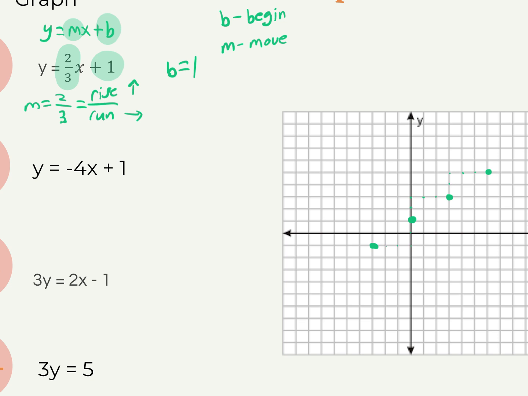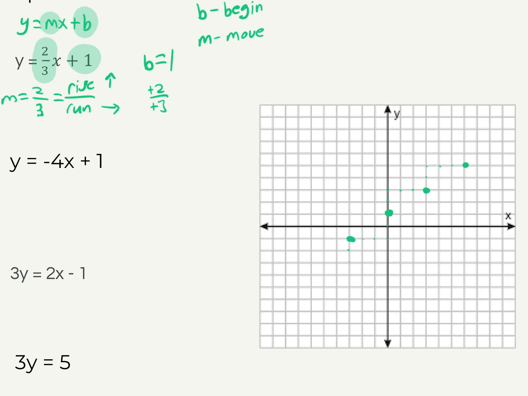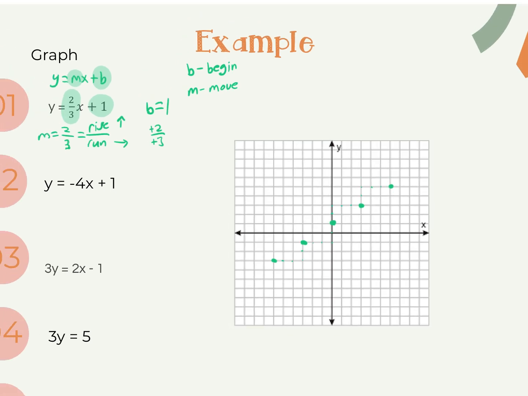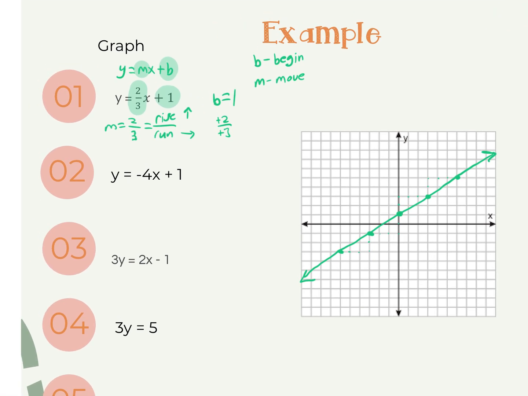Because down is a negative, it's going to be negative 2, but then to the left is negative 3. And then what happens to those negatives? They cancel out. So you can really go in either direction. Down 2 and to the left 3, sorry. And again, all you need are 2 points. I'm just showing you that you can really go as far as you want. And then you're going to want to connect these points. And then there's your first equation, y equals 2/3 x plus 1.